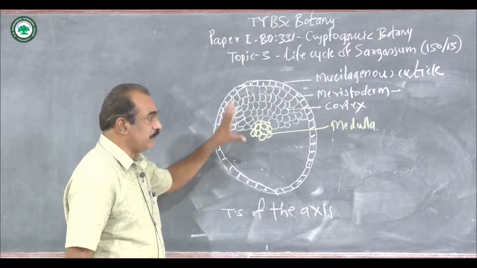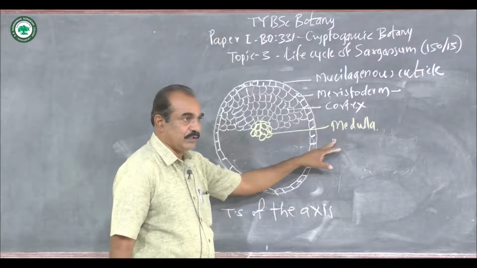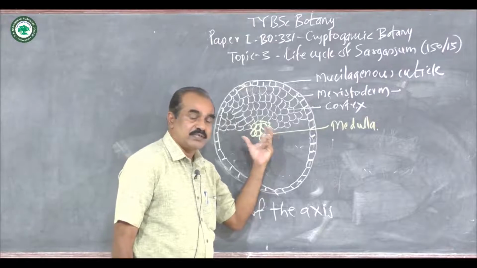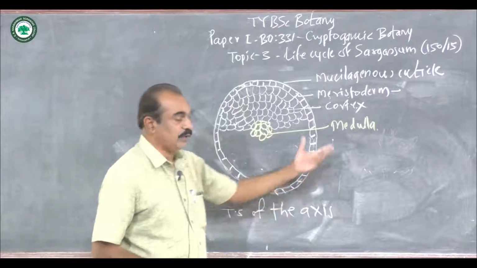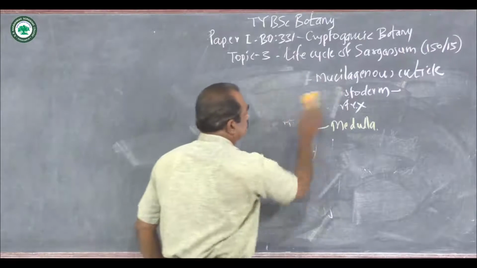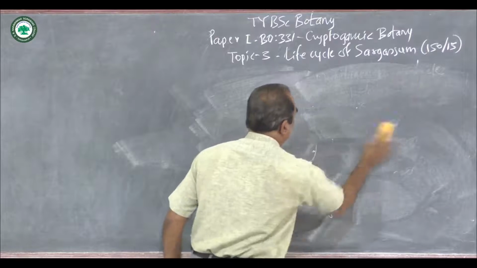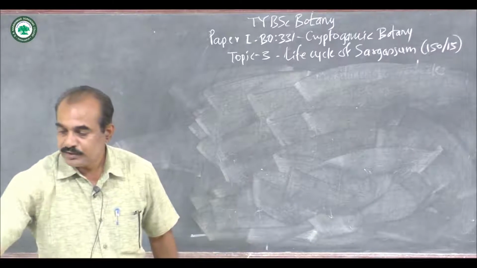So these are the three different parts: the Meristoderm, cortex and medulla. There is no tissue differentiation, just like the higher plant. Only thick-walled cells are found in the medulla. Now the internal morphology of the lip.